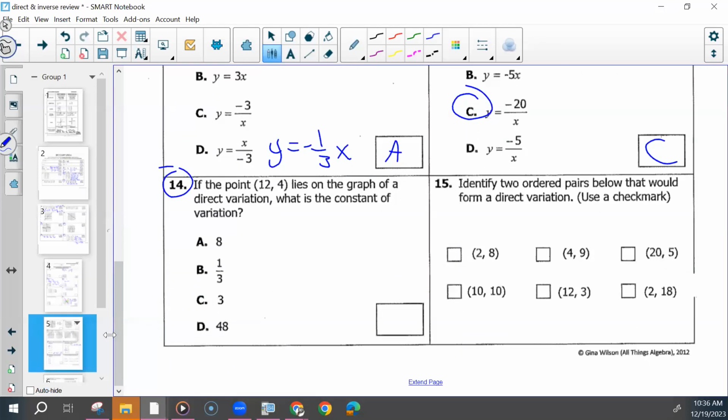For 14, same as 13, but now it's 12, 4 is the point of a direct variation. We're looking for the constant of variation. How would we find it? 4 divided by 12, which is 1/3. It's not asking you to find your equation or an x or a y value. We can do 15 shortly.